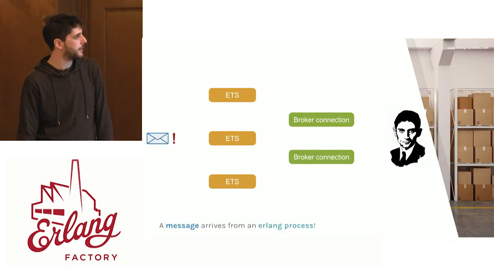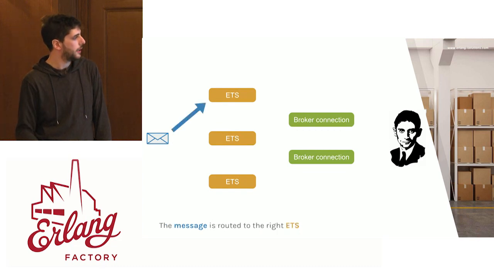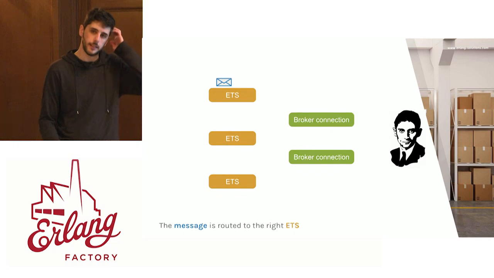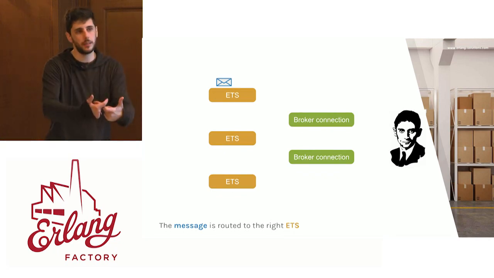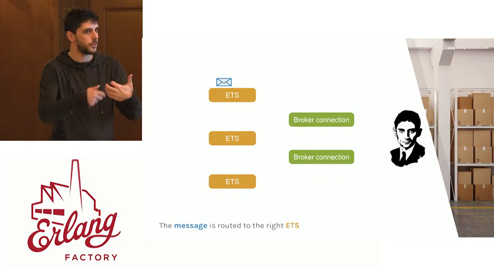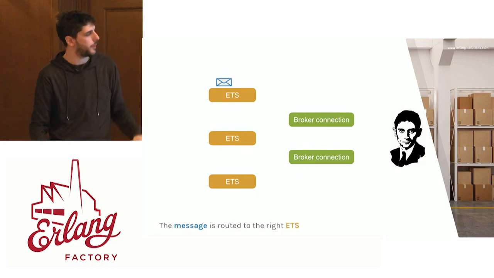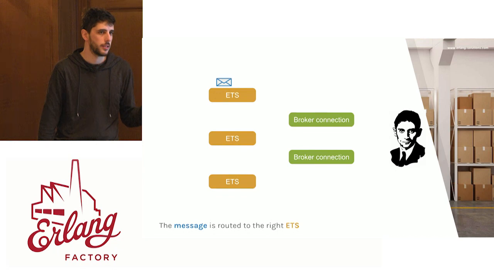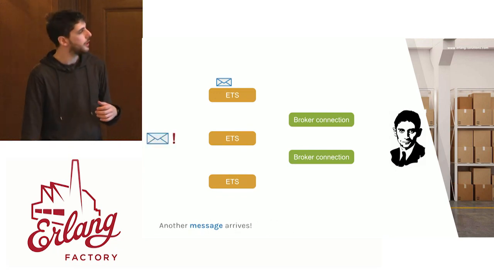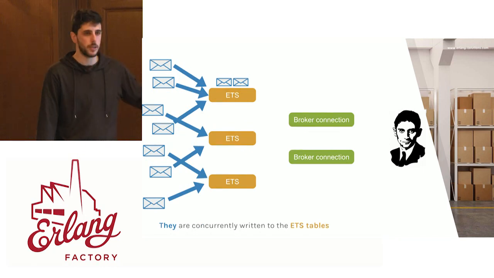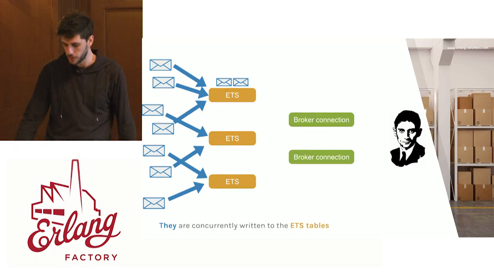So we receive a message from any process. It goes to the right ETS, and it's written there. And the cool thing about this is that the process creating the log, the message, is the one that writes to the ETS. So everything to the right of the orange boxes is untouched. That doesn't have any performance impact, no matter how many messages you receive. They all get routed at the same time. ETS allows for concurrent writes internally.